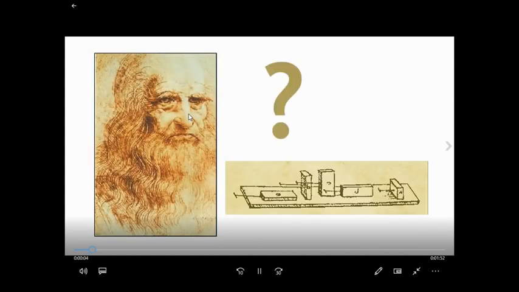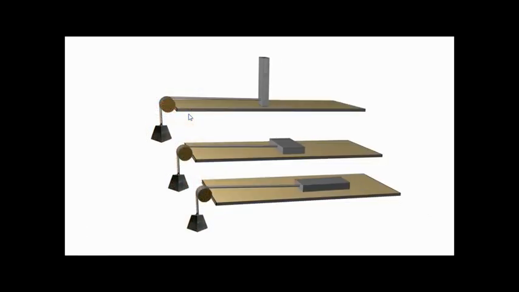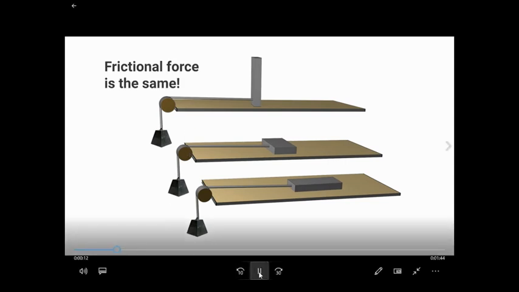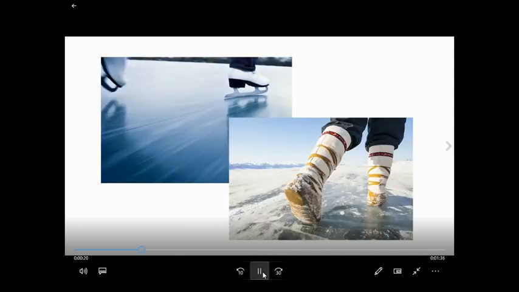Leonardo da Vinci thought a lot about friction. In his studies, he determined that blocks of the same material and mass experience the same frictional force, regardless of the shape or orientation of the blocks. The size of the apparent area of contact doesn't affect the friction, which seems counter to what we experience.